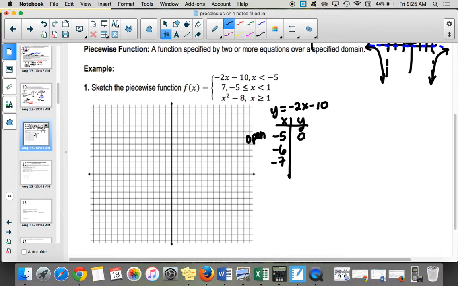The next one is 12 minus 10, which is 2. And the last one is 14 minus 10, which is 4. Do you guys see those? So I have negative 5, 0, 1, 2, 3, 4, 5. And that's an open circle.